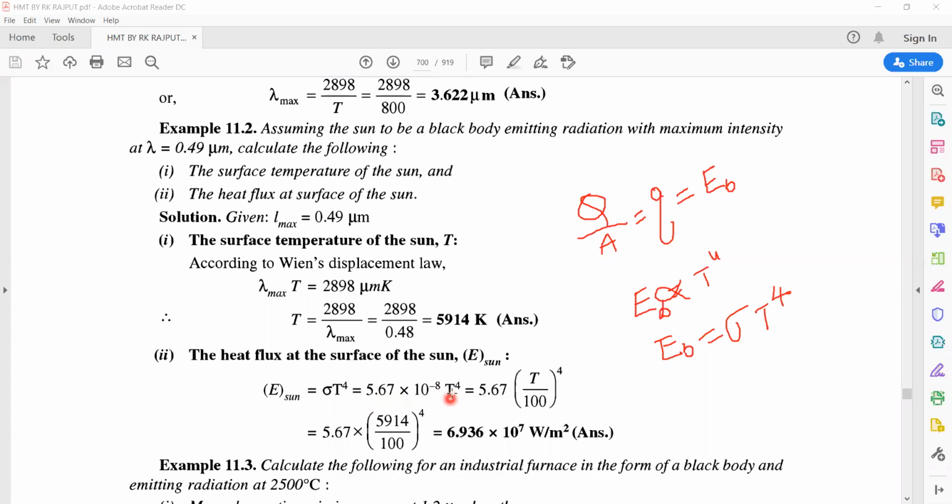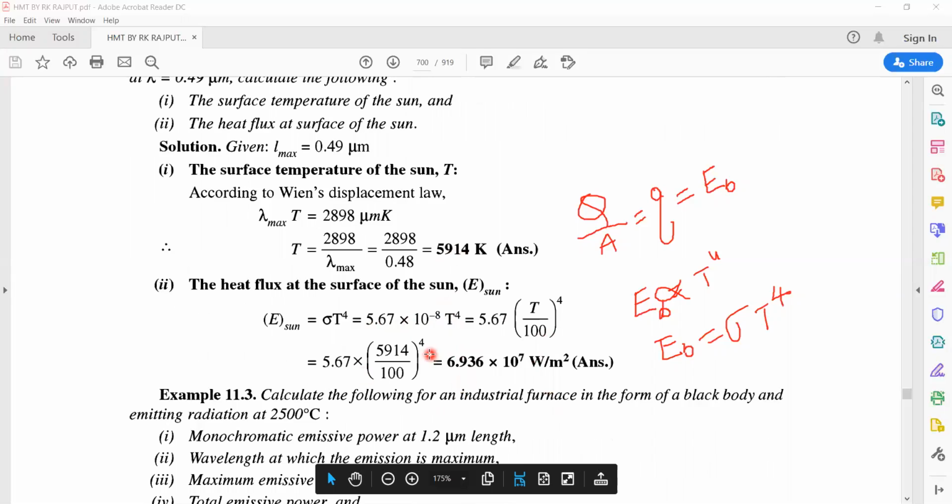So T is the temperature. Temperature is given, just now we have calculated: 5914, that is in kelvins, to the power 4. See, instead of writing 10 to the power minus 8, he has written it in the denominator. Both are same. Okay. Here also you can take 5.67 into 10 to the power minus 8 into, in place of this T, you can take 5914 to the power 4 and simplify and get the same answer.